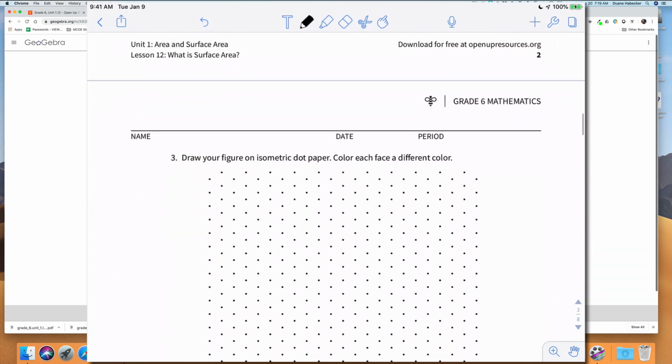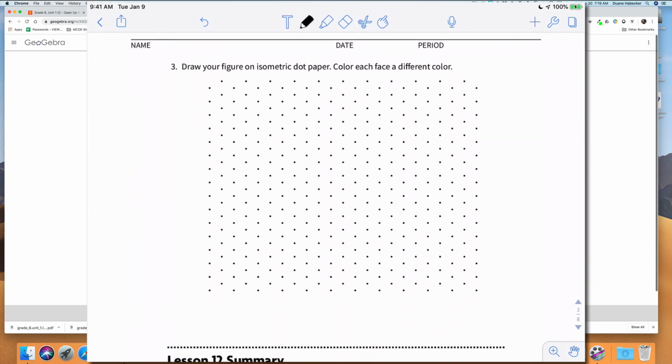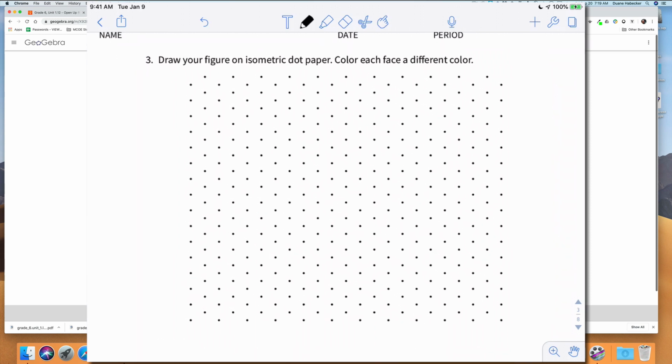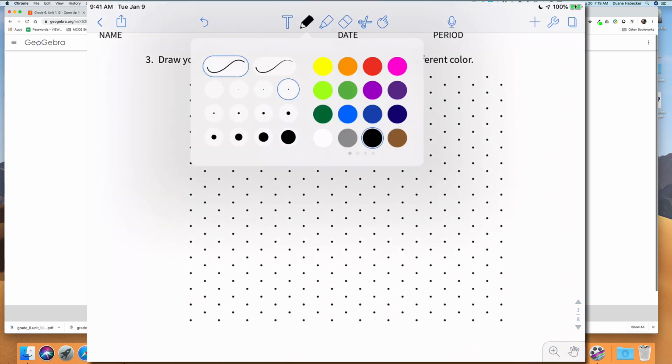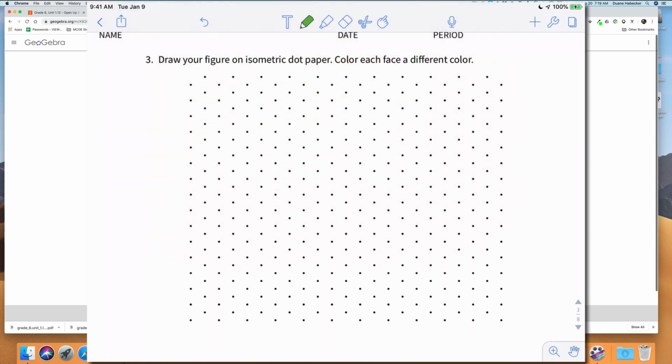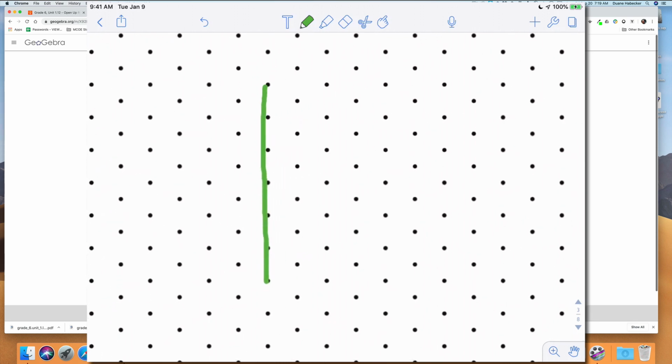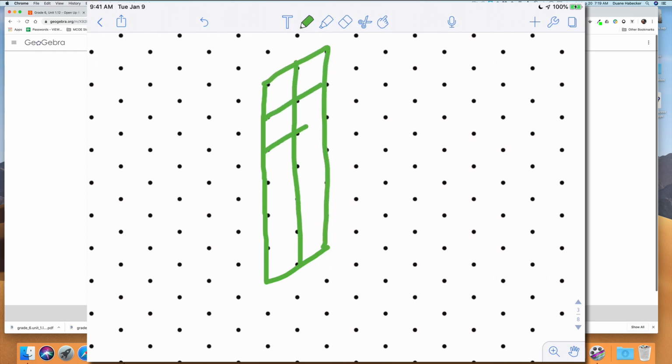Now down here it says we were supposed to draw our figure on isometric dot paper. Ooh, dang. Okay, so what is that going to look like? Let's change it to a little thicker pen, and let's go with green. And remember, it was 6 units tall. So I'm going to see 1, 2, 3, 4, 5, 6 units tall. And it was 2 units wide, so it's going to look like that. So that's the front.